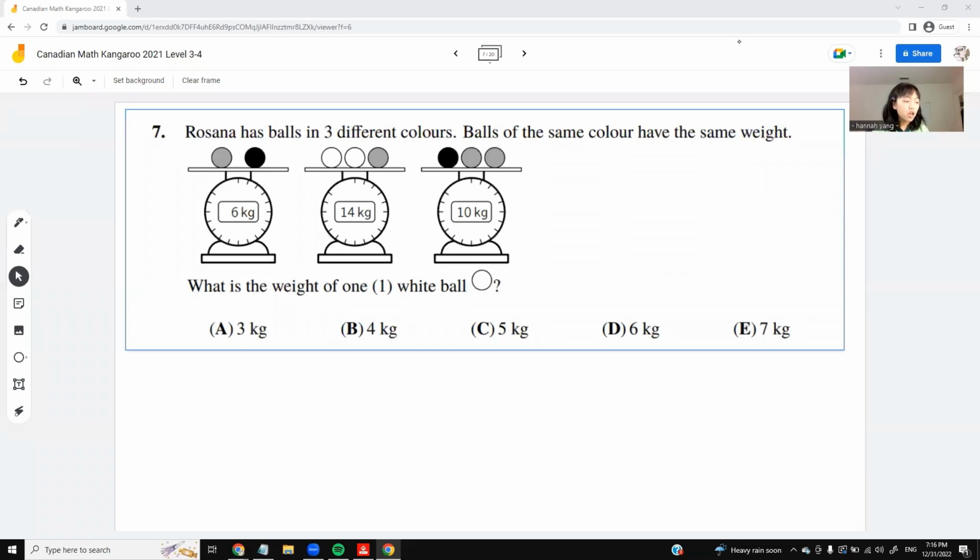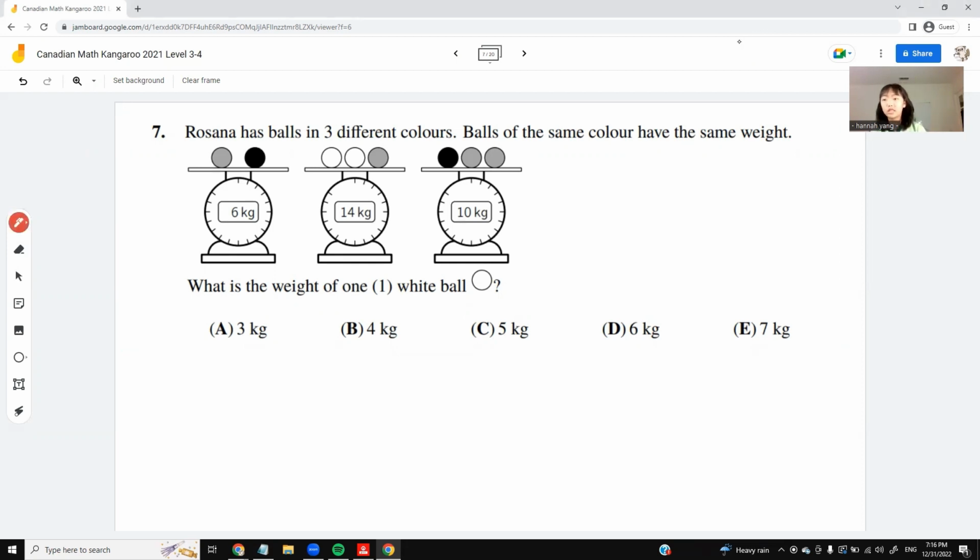Problem number 7. Rosanna has 3 balls in 3 different colors. Balls of the same color have the same weight. What is the weight of one white ball? So here we can see that we have 3 different scenarios with different balls in them. So we can convert these all to equations. So let's call this ball G, or gray. This one will be B, or black, and this one can be W, or white.